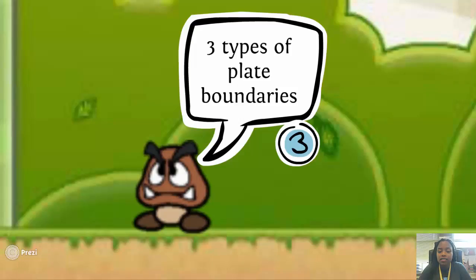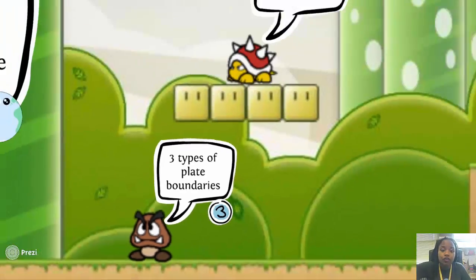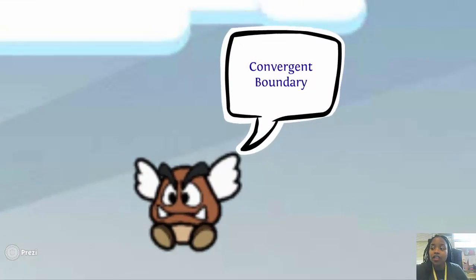Did you pause it? You sure? Great job. All right. Now that we've filled in this part of our notes, let's talk about the 3 types of boundaries. The first boundary is called a convergent boundary. Repeat after me. Convergent boundary. Good job.